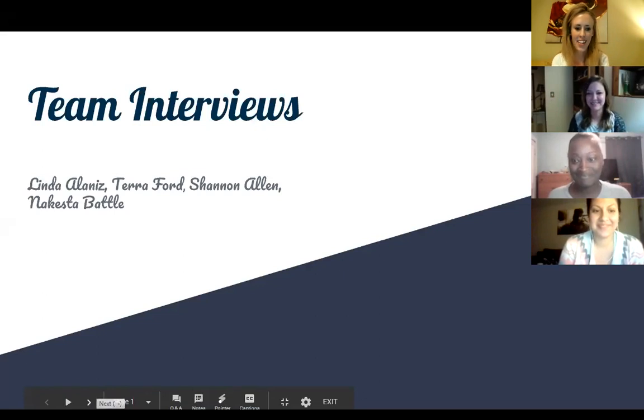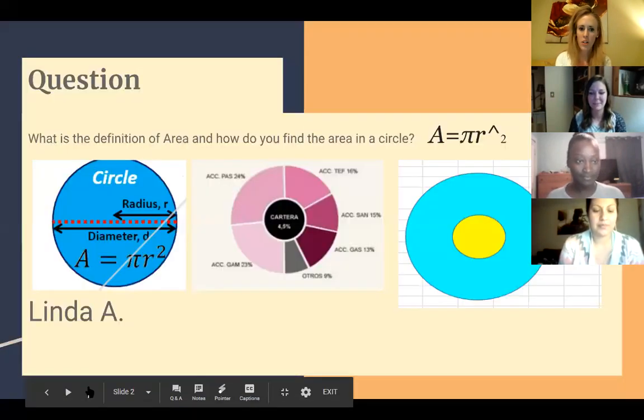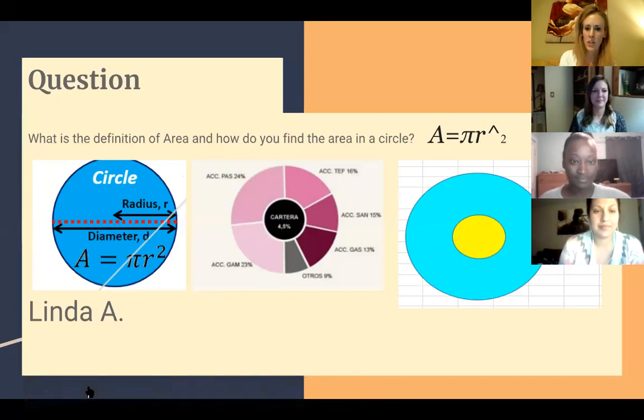Oh, that's okay. We're doing team interviews, and we're going to start in on everything that we've learned so far, starting with Linda. What is the definition of area, and how do you find the area in a circle?